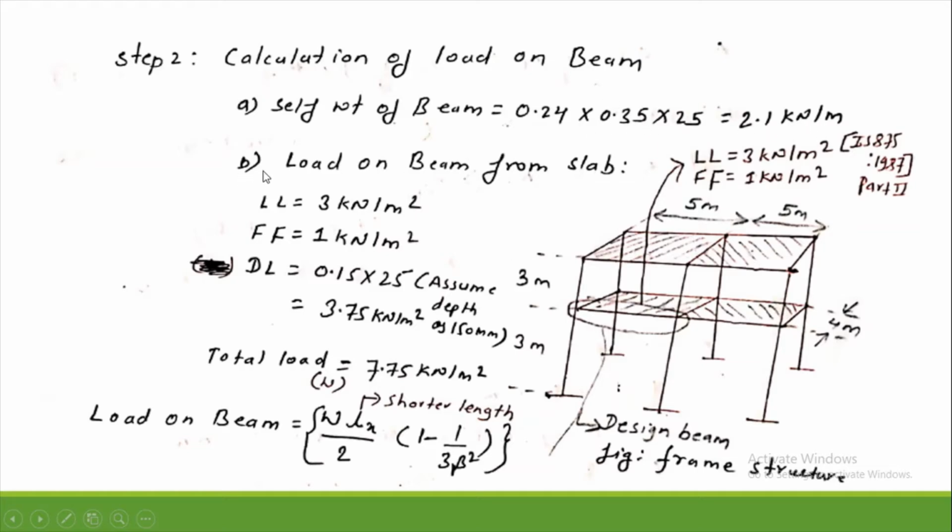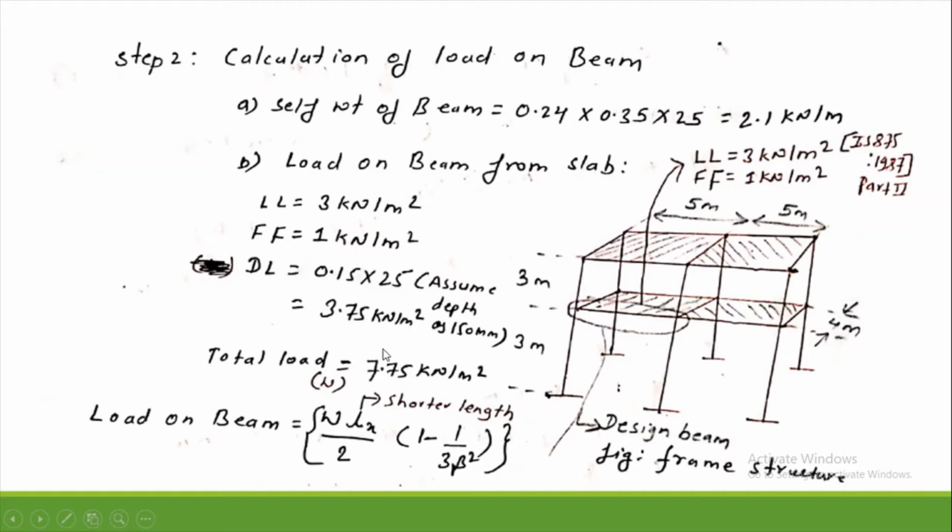2b, load on beam from slab. Here we are designing these beams. Not only does the dead load transfer to the beams, but the live load and floor finishing load also act on the slab, and that load is also transferred to the beams. Here we are considering live load and floor finishing load. Floor finishing load as 1 kilonewton per meter square, live load as 3 kilonewton per meter square, as per IS 875:1987 part 2. Here I have written live load is equal to 3 kilonewton per meter square and floor finishing is equal to 1 kilonewton per meter square.